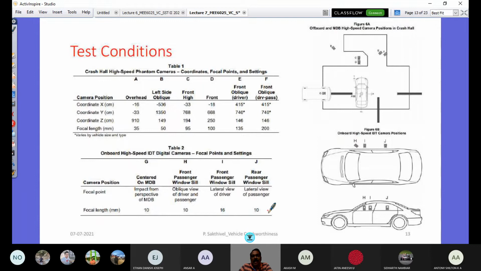In the video you could see that before carrying out the test, the vehicle was brought to the rigid barrier, they checked the offset exactly referring to that 40%, and then they put the tape. You could see that the cameras were adjusted and the focal lengths fixed. For the side impact configuration, there are the additional H, I, J cameras, and there is another G location that is centered on the MDB.